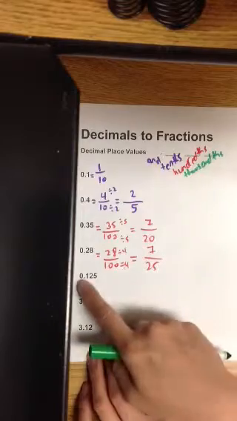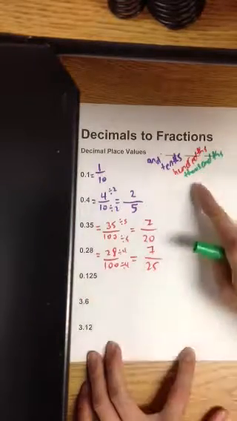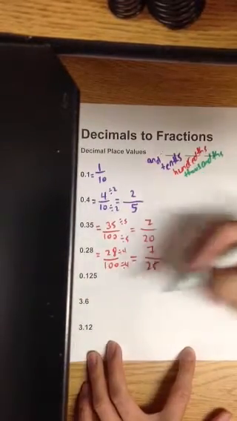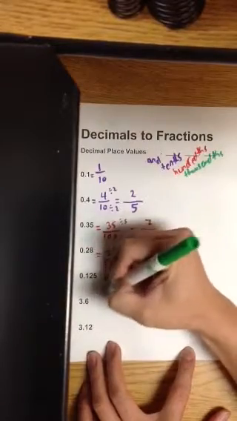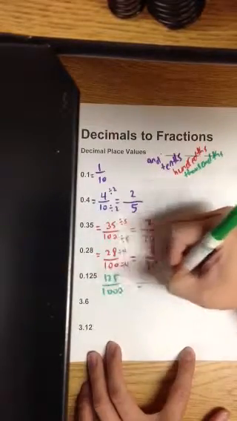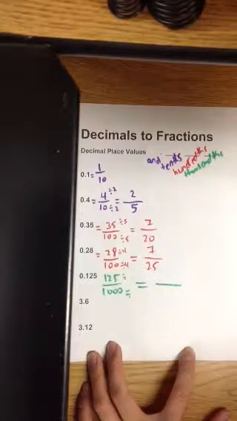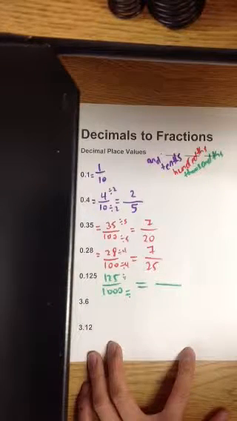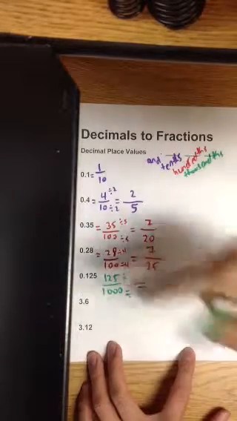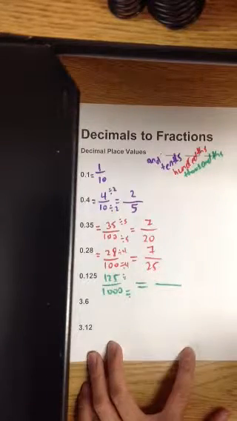What if you have a question like this? 0 and 125 thousandths. So it's 125 thousandths. Oh, you can simplify this. Let's see, what factor should I divide this by? You know what? It ends with a 5, so I know it's 5.